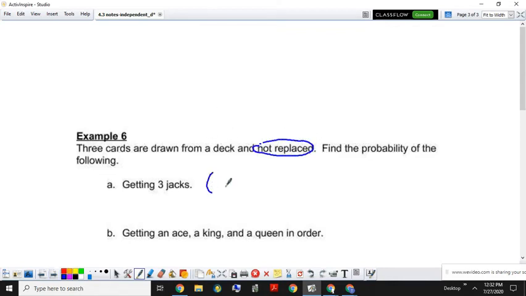So one card, and then another card, and then, did you hear the and, the multiplication, another. First jack, 52 cards. We want 3 jacks in a row. Inside the deck of cards, there are 4 jacks. Don't put it back. You now have 51 cards. You pulled a jack out, so now you have 3 jacks. Then 50 cards, because you've already pulled 2 cards out. You pulled 2 jacks out.